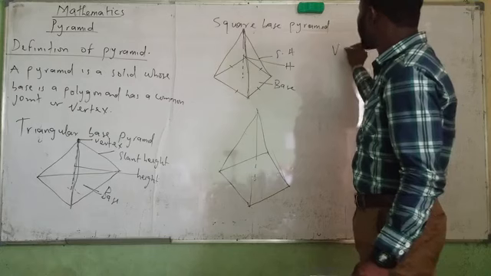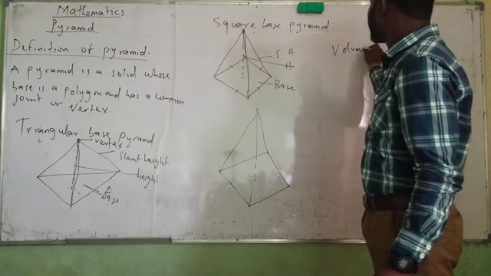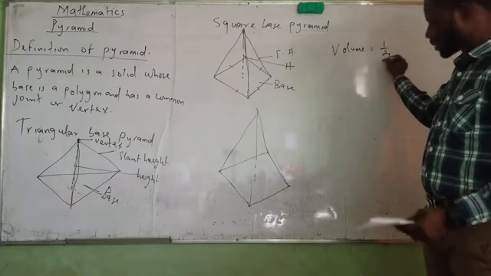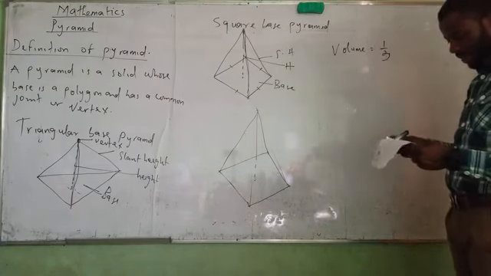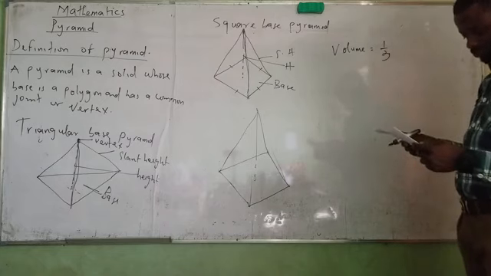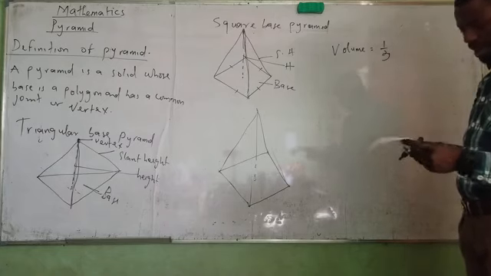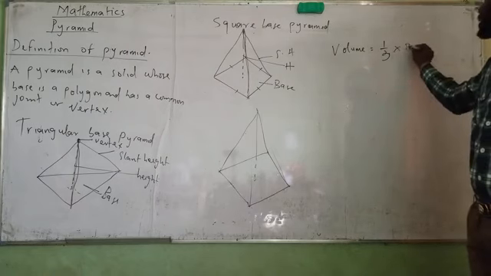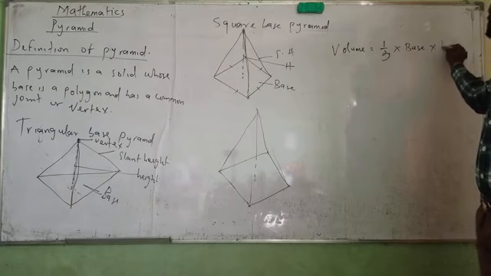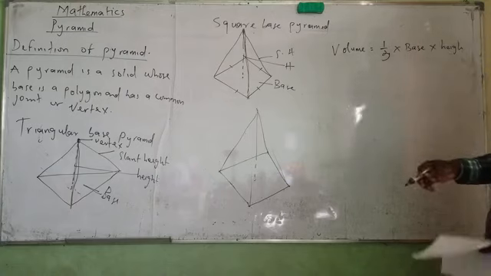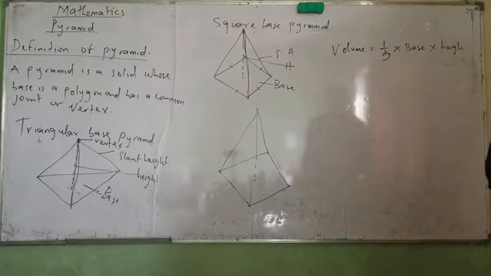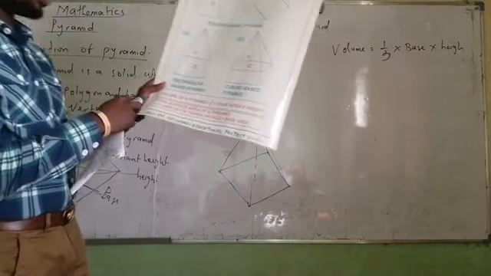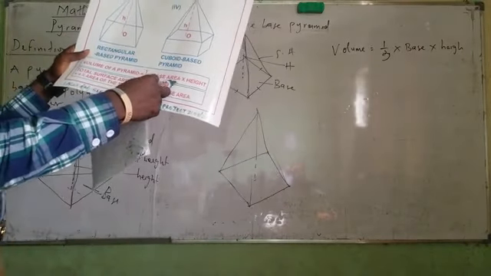Now, volume of pyramid is always equals to one third, I think I might be making a mistake. Now, volume of a pyramid is always equals to 1/3 of the base multiplied by the height. That is the volume of pyramid, which is here already. This is the volume: 1/3 of the base multiplied by the height.